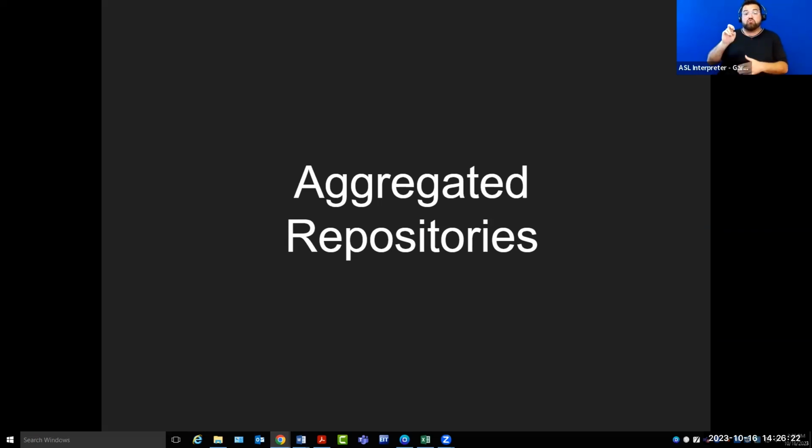Okay, for the aggregated repository, this is a repository where they take all kinds of different sources and try to put them in one place. So when you're starting to look through these, especially if you have a smaller discipline, you might find that you're coming across the same textbooks or things that seem to have the same title and author. That's because they're using the same sources.